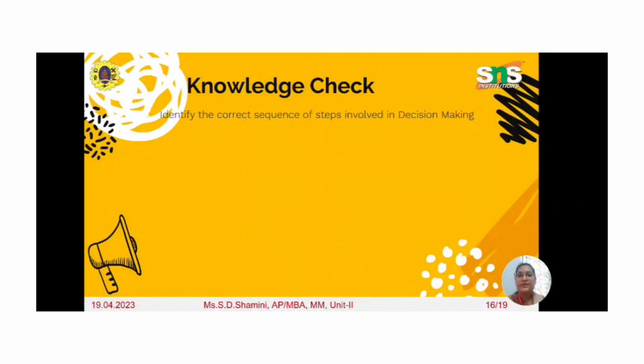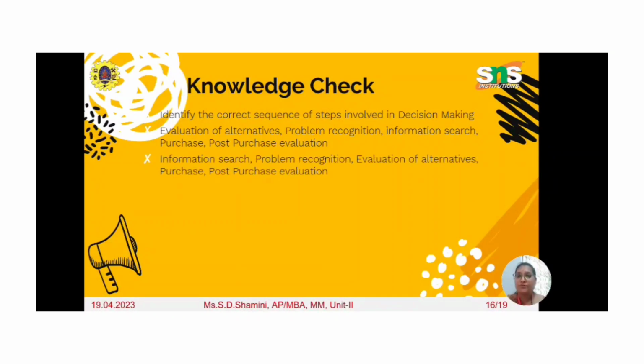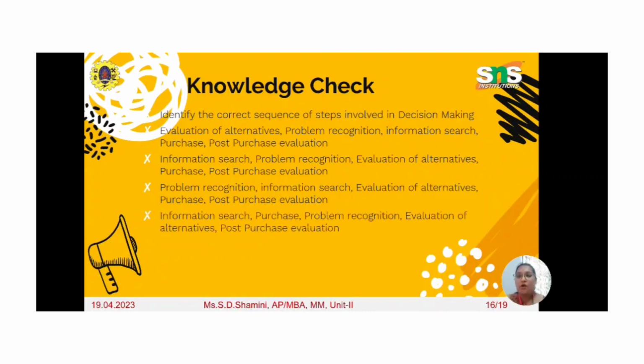Based on this, we'll have a quick knowledge check question. Identify the correct sequence of steps involved in decision making. The first option is evaluation of alternatives, problem recognition, information search, purchase, post-purchase evaluation. Or information search, problem recognition, evaluation of alternatives, purchase, post-purchase evaluation. Third one is problem recognition, information search, evaluation of alternatives, purchase, post-purchase evaluation. Or information search, purchase, problem recognition, evaluation of alternatives, post-purchase evaluation.